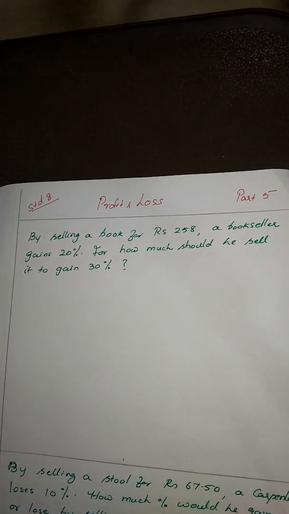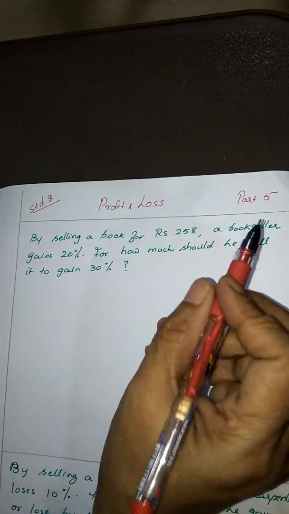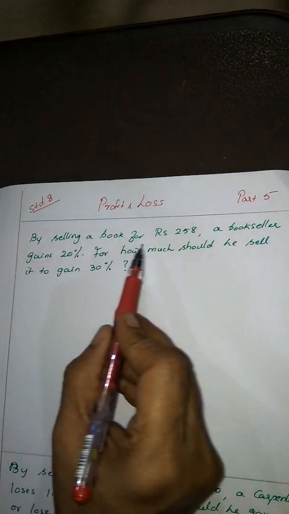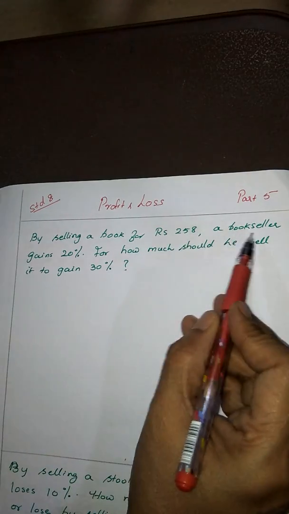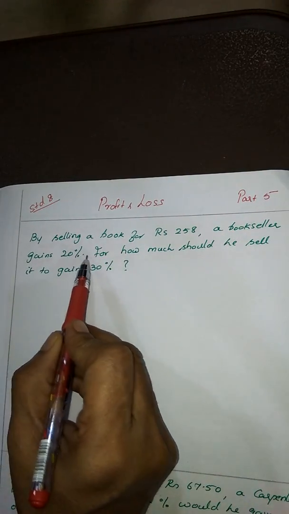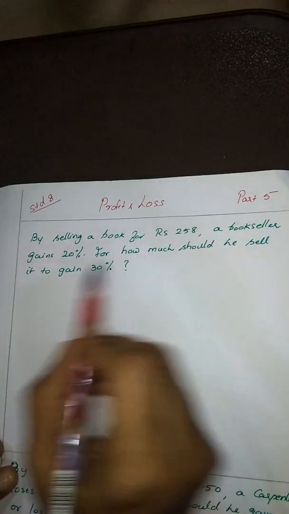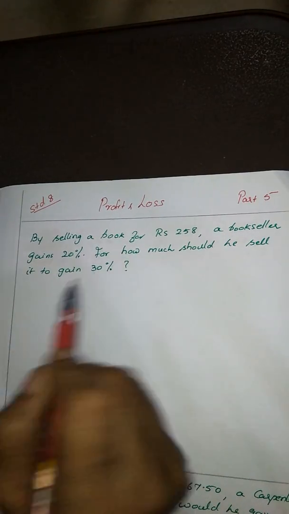The chapter is Profit and Loss for Standard 8, and this is part 5. By selling a book for rupees 258, a bookseller gains 20%. For how much should he sell it to gain 30%?